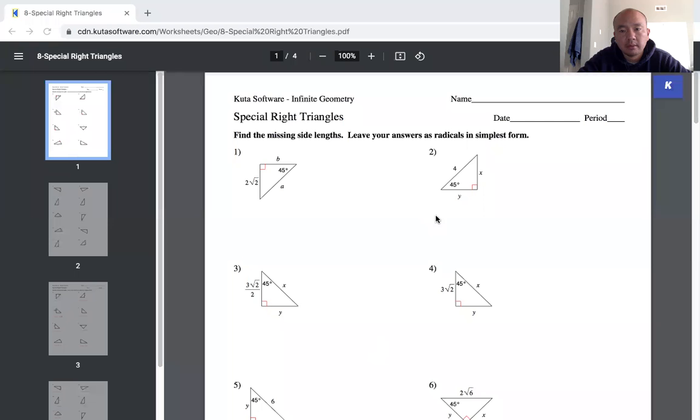Hi, I want to record a video regarding the special right triangles and how to do this worksheet. So I'm going to share my screen with you. Okay, so what I want to do is, first of all, I want to draw on this thing.